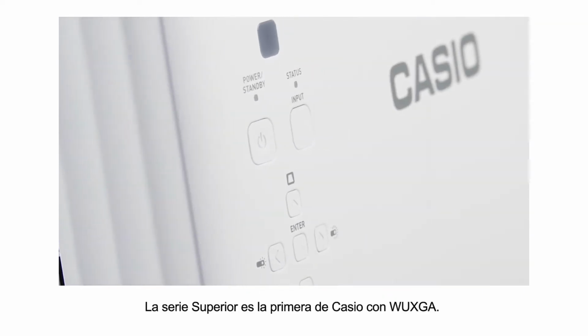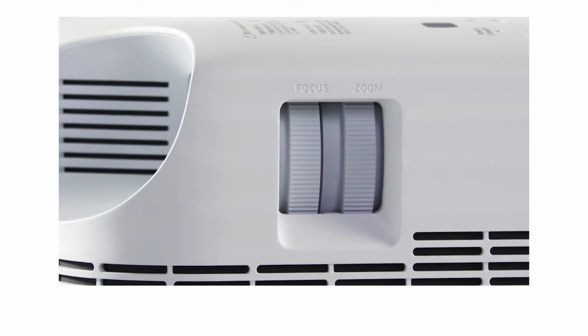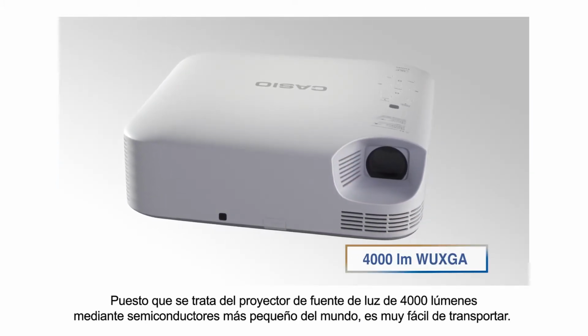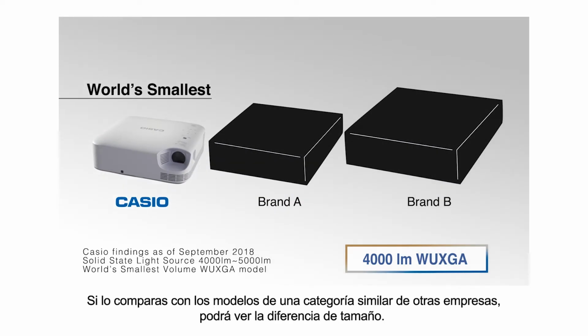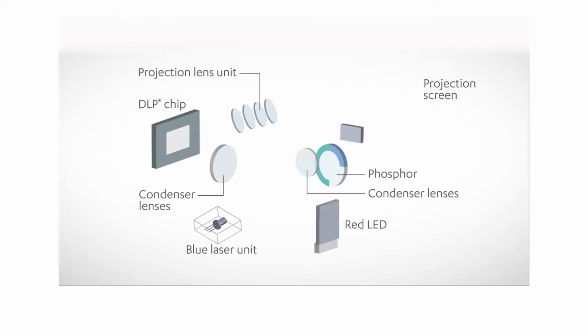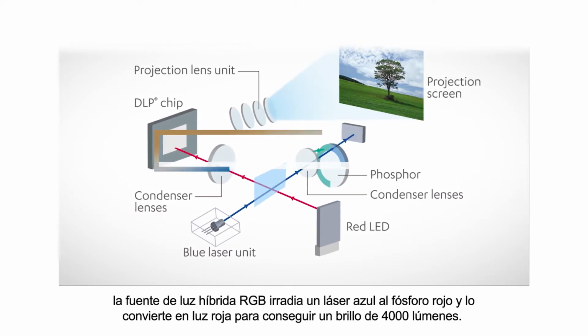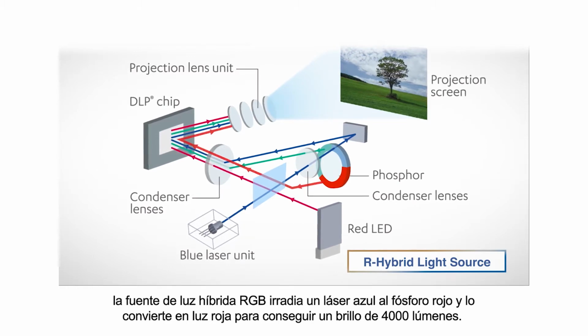The Superior series is Casio's first to come with WUXGA. As the world's smallest 4,000 lumen semiconductor light source projector, it has great portability. Compared with similar class models of other companies, you can see the size difference. In addition to the conventional red LED, the R hybrid light source irradiates a blue laser to the red phosphor and converts it to red light to efficiently realize brightness of 4,000 lumens.